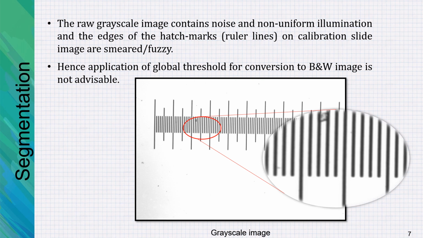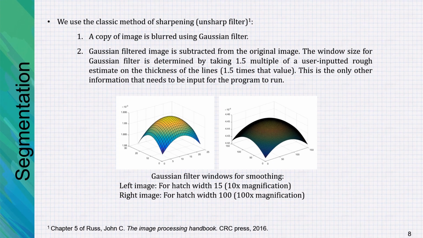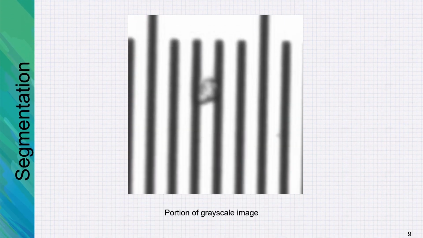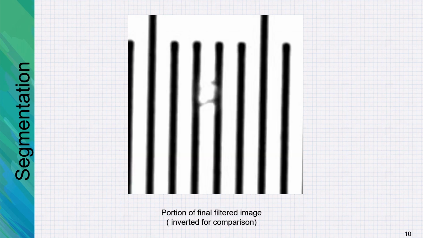The grayscale image contains noise, that is unwanted parts and non-uniform illumination, which makes simple segmentation methods like global thresholding inaccurate. We use the classic unsharp filter to sharpen the image so that the edges in the object of interest become clearly defined. We can clearly see the improvement in the outline of the objects of interest due to the unsharp filter.